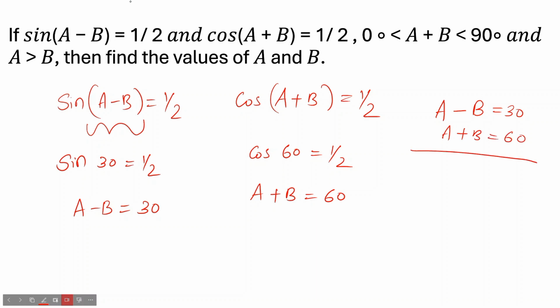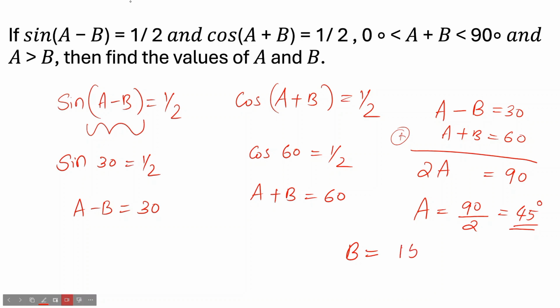Just solve it. By adding these two equations, we will get 2A equals 90. So A will be equals 90 divided by 2, 45 degree. So definitely B will be, A minus B is 30, correct? So B will be 15 degree. Okay, you can check A plus B, 45 plus 15, 60. Okay, A minus B, 45 minus 15 is 60. Sorry, 45 minus 15 is 30. Okay, then A is greater than B. So you found two values.